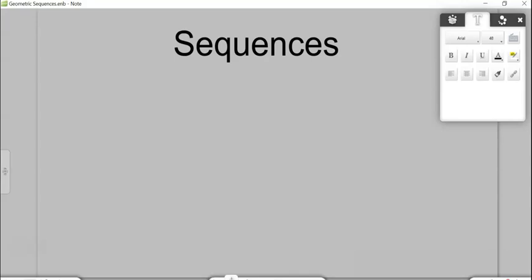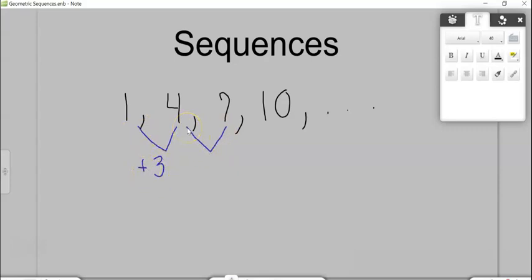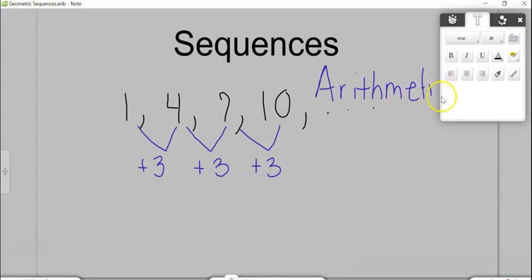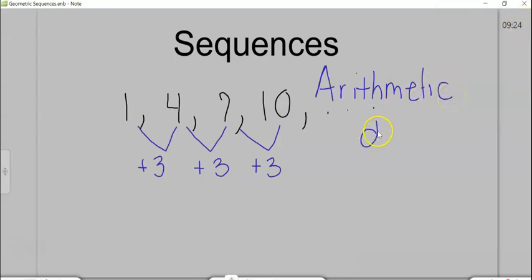So like we said before, sequences are when we're getting from one number to the next by some rule. When we did arithmetic sequences, we might have something where we added 3 to get to the next number. We could say 4 minus 1 was 3, so we were adding 3. 7 minus 4 was 3, so we were adding 3 again. And 10 minus 7 was 3, so we were adding 3 again. And that was that arithmetic sequence, so we could see that the common difference was 3, because that's what we were finding with arithmetic sequences.